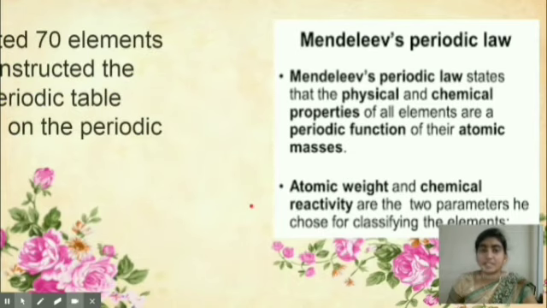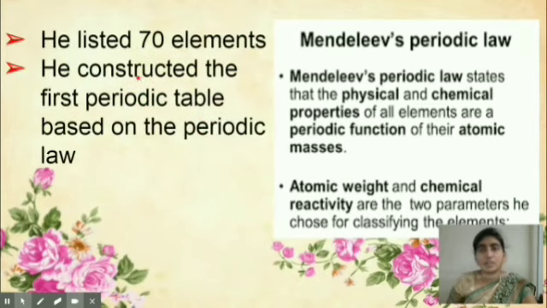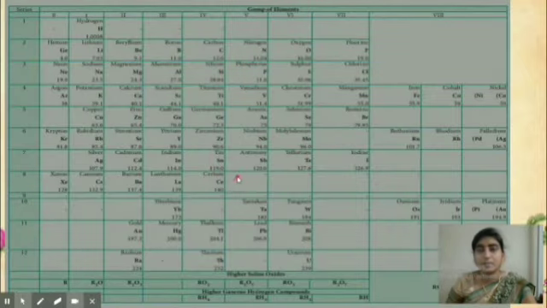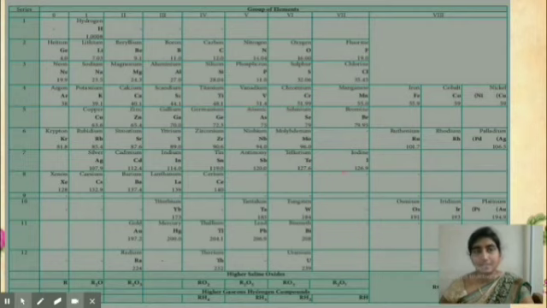Then Mendeleev listed the 70 elements known at this time in several vertical columns in order of increasing atomic weight. Thus Mendeleev constructed the first periodic table based on the periodic law. Let's have a look at this table. This is the periodic table based on Mendeleev's periodic law. In this table, he left some blank spaces since there were no known elements with the appropriate properties at that time. He and others predicted the physical and chemical properties of the missing elements.